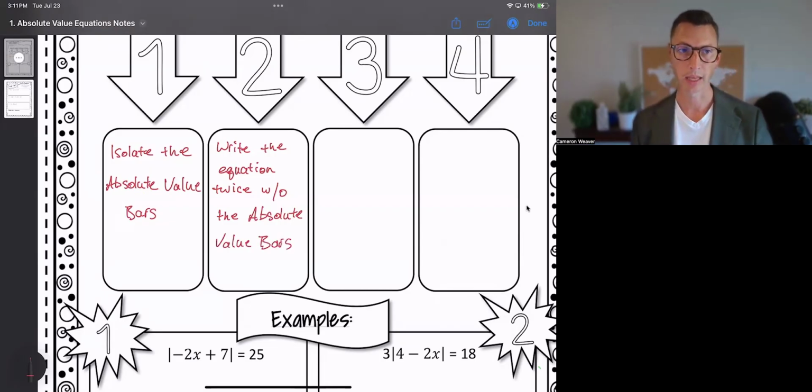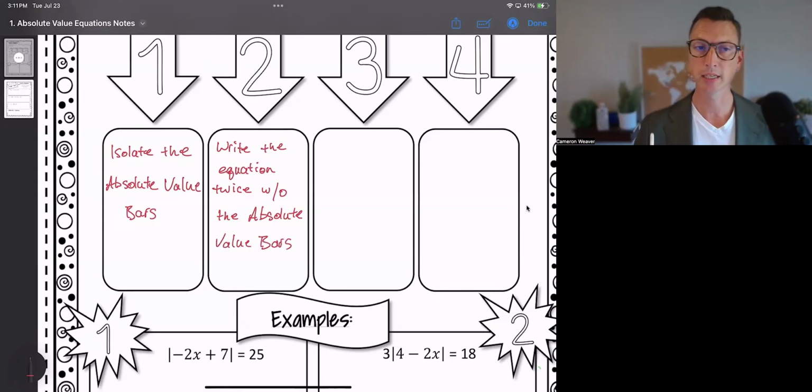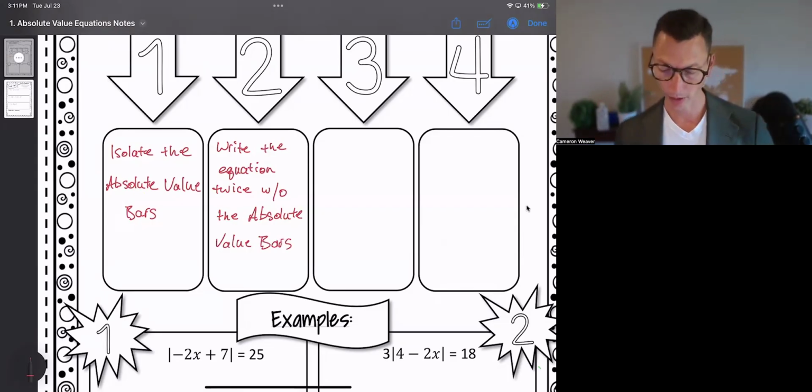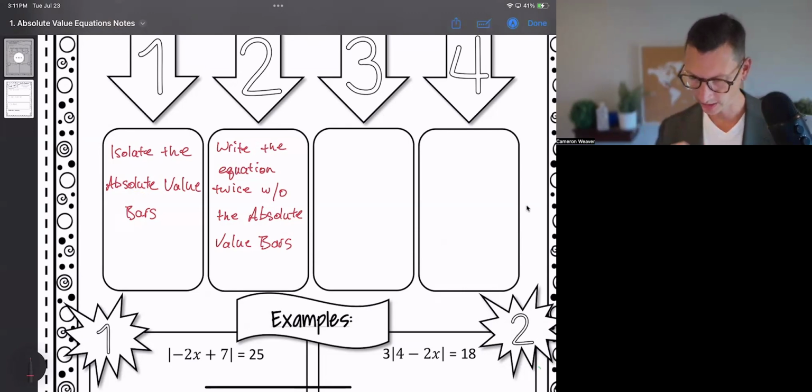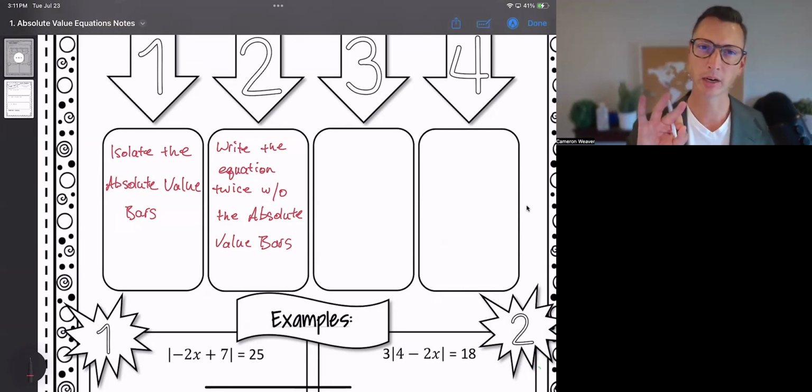All right. So at that point, we're going to write the equation twice without the absolute value bars. Just write them identically. Step 3. Step 3 is going to highlight the reason that we write it twice, okay?